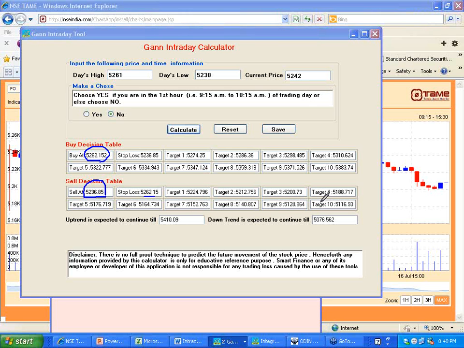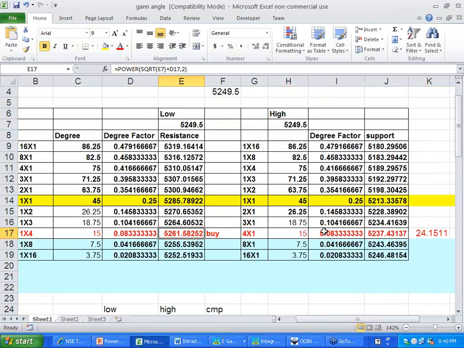If you are selling, it gives you a target of 10 levels. If the uptrend continues, it will continue till this point, and if the downtrend continues, it will continue to this point. So it gives you some additional information and some more refined targets. Here you are getting a different target: 37, 34, 28, 13, till 5180.